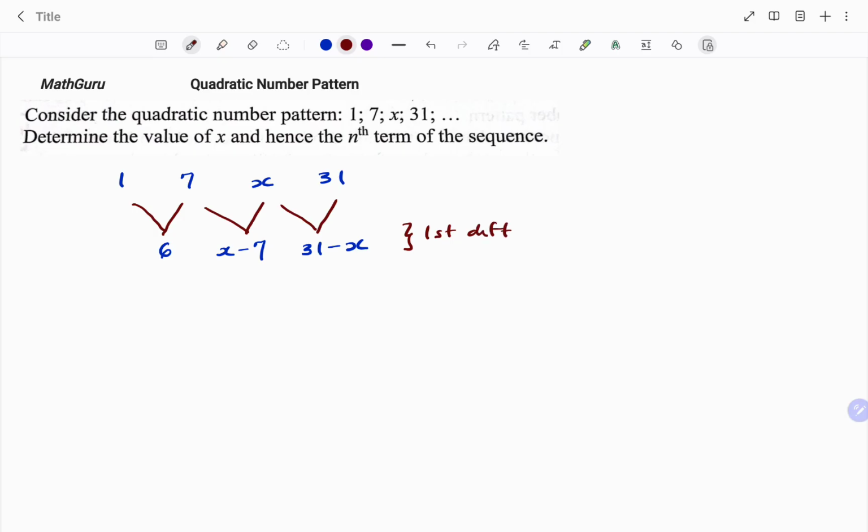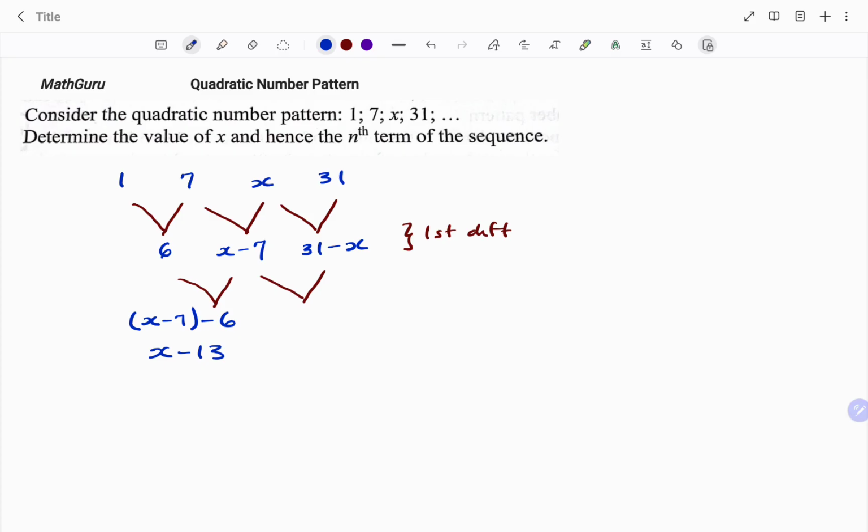So now I'm going to move to my second difference. I have my arrows as shown. Going through the process again, it is the term in front minus the term behind. Because it's an expression, I'm going to be using brackets. The term in front, x minus 7, minus 6. If I simplify further, that will be x minus 7 minus 6, so I have x minus 13.